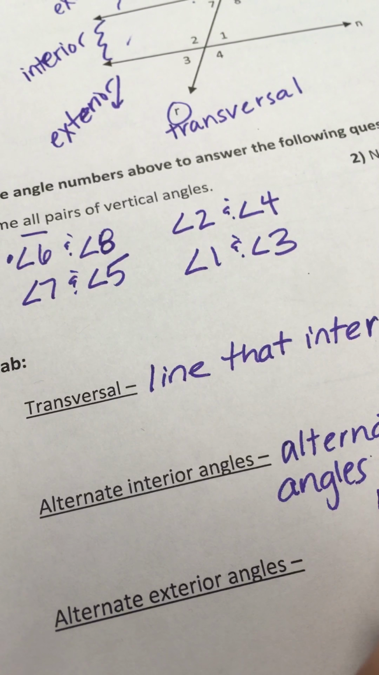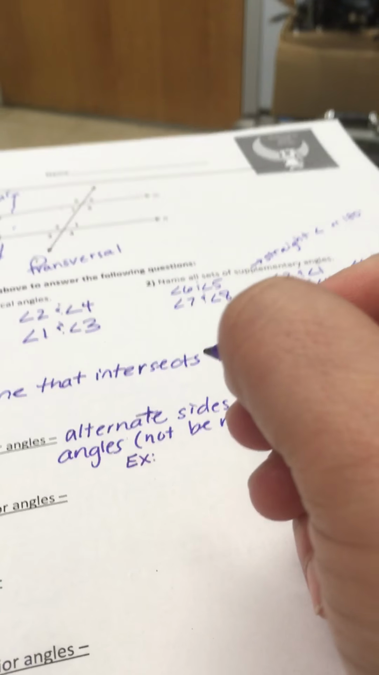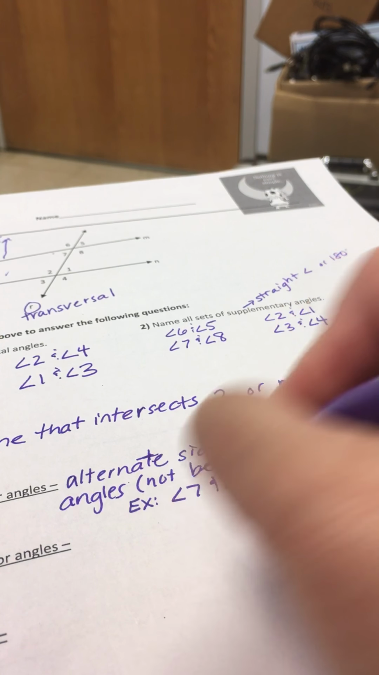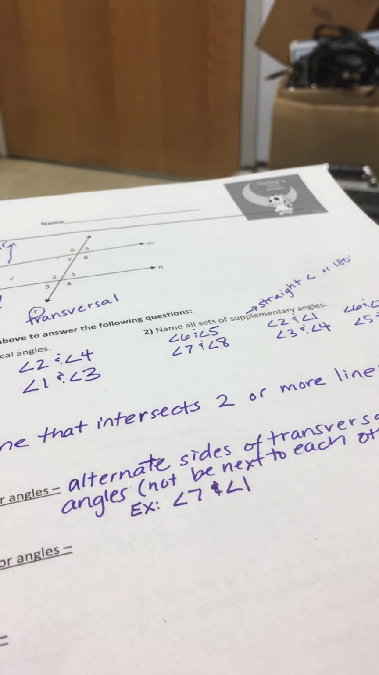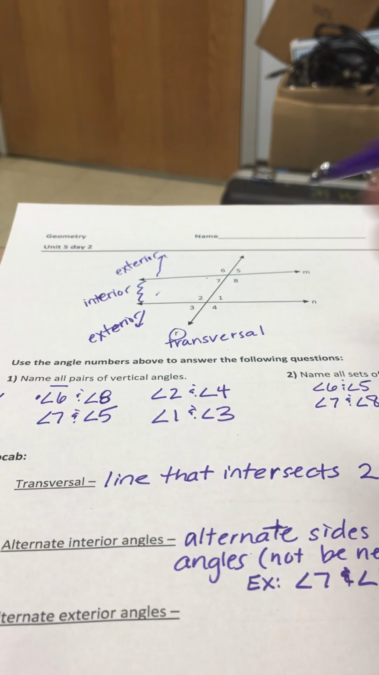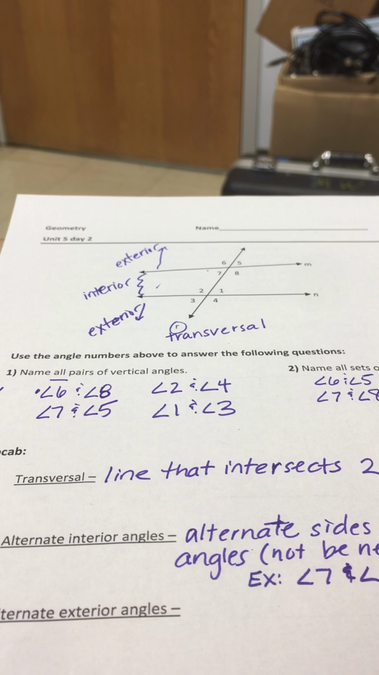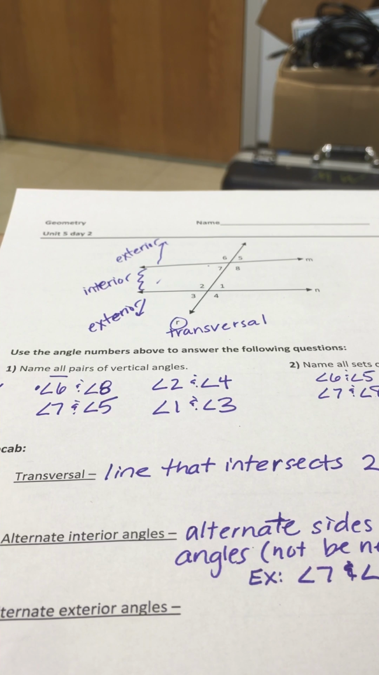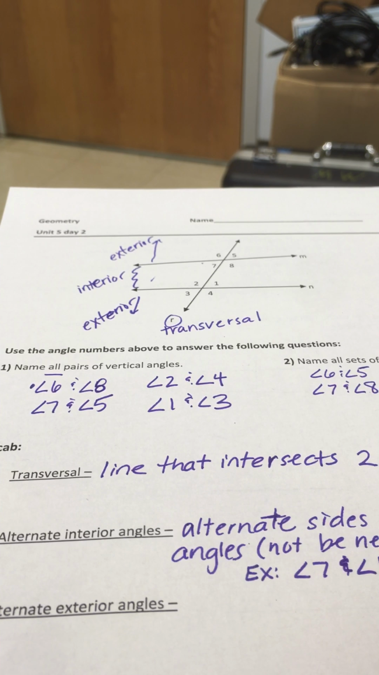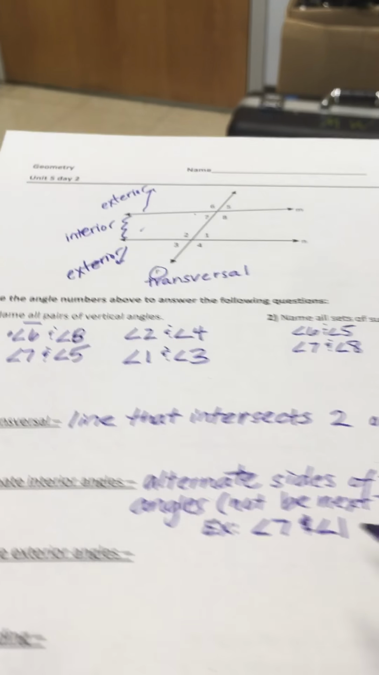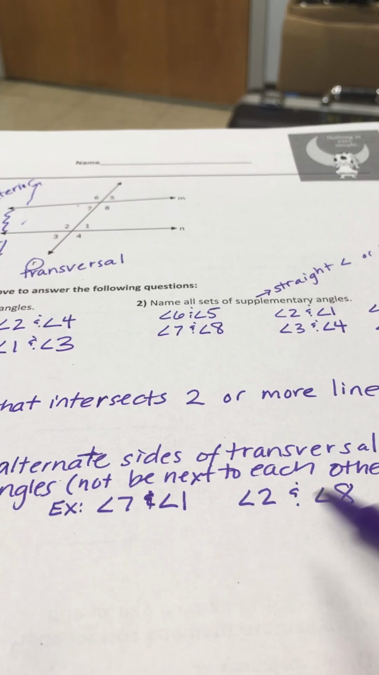So an example would be angle 7 and angle 1, or reversing it, 2 and 8. So when you're doing this, you're looking for pairs of them. So 7 and 1 or 2 and 8.